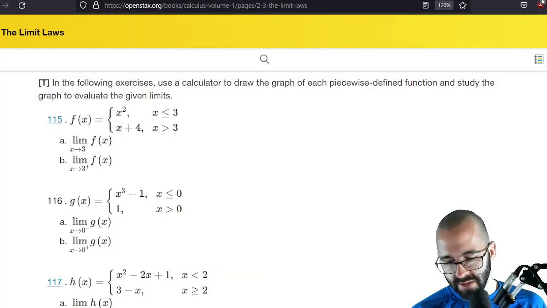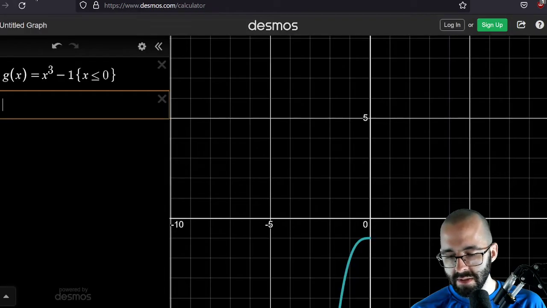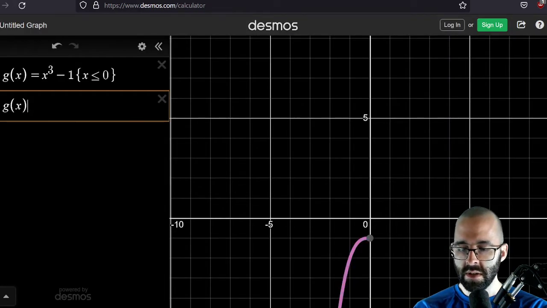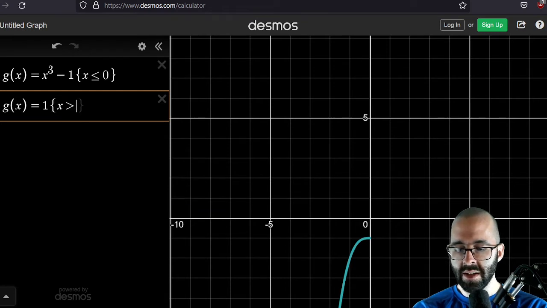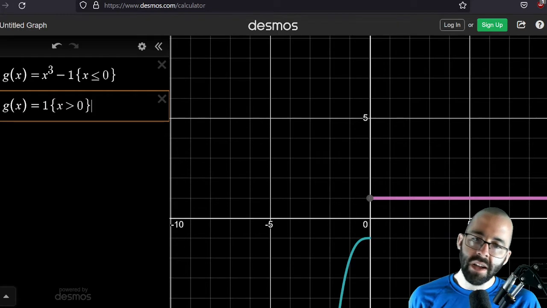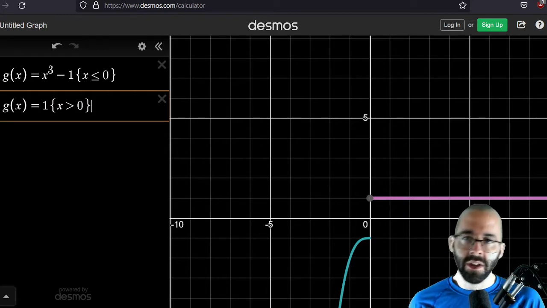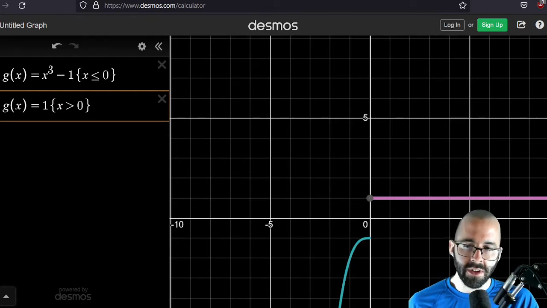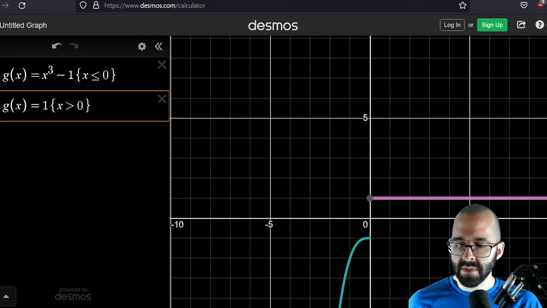And to the right of 0, it's just always equal to 1. The g of x is just equal to 1 if x is bigger than 0. So to the left of 0, it's that cubic function. To the right of 0, it's that constant function. This is the piecewise function.